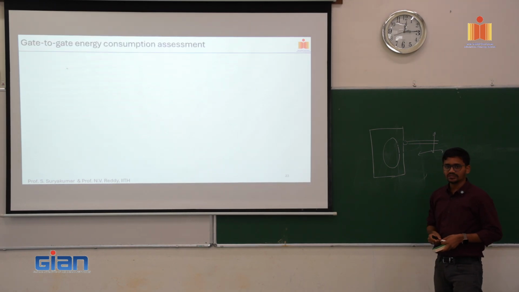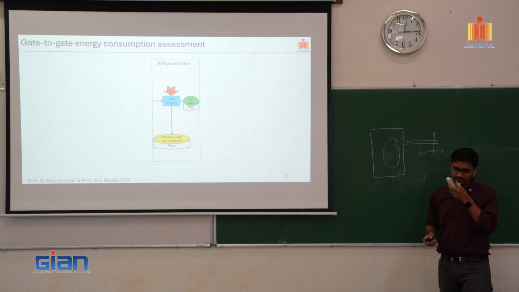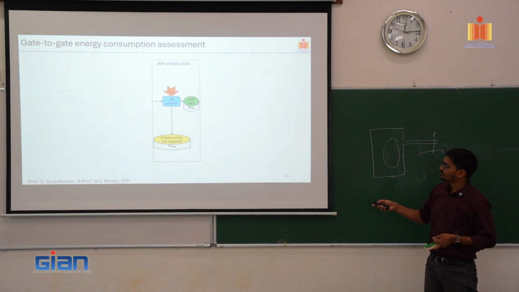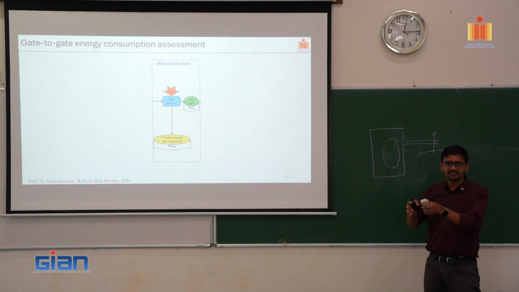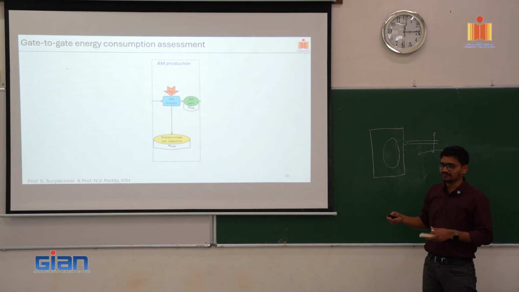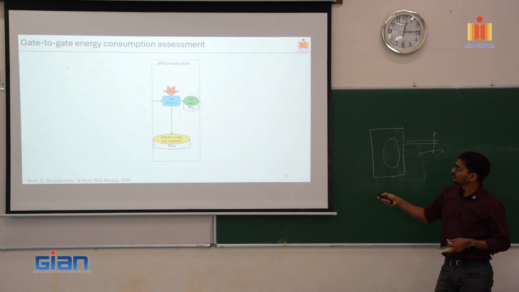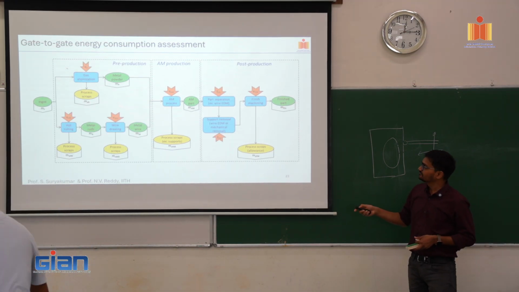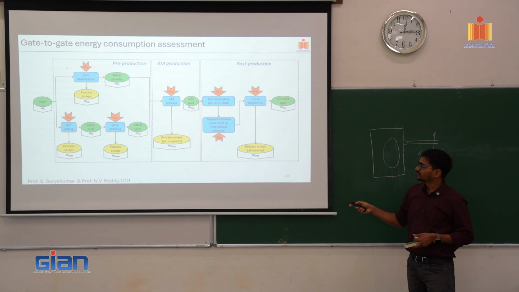Okay, so now when you are doing an additive manufacturing process, typically the process is the heart of the manufacturing. You put in some energy, you get a part of a given mass, and there might be some scraps. Okay, so this is only the energy for the AM production part, but there are significant steps going before and after that.